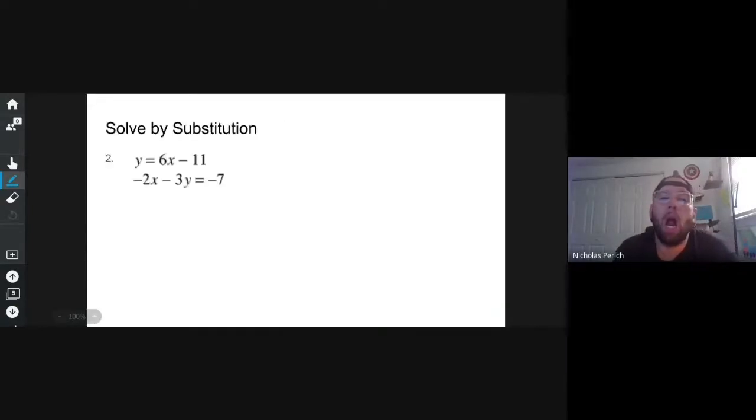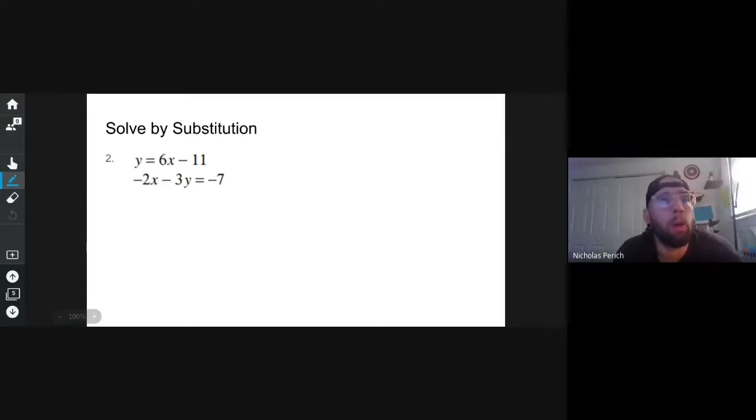All right. This is one of the ones that might be a struggle. It just might be a bit of a struggle. Solving a system of equations by substitution. When you're solving a system of equations by substitution, it's a several-step process.